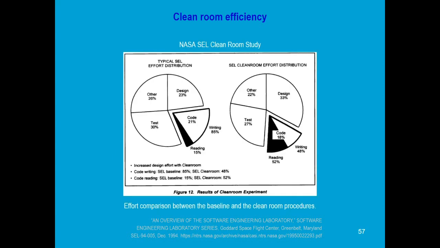Here are two pie chart comparisons between NASA's baseline effort and their clean room trial effort. On the left, you can see that they use more time and effort to code, a little bit more time to test, and less time to design. However, they spend less time reading and more time writing. With clean room, they spend more time in the design phase, less time overall in the code phase, but more of the coding is reading and verifying their code.